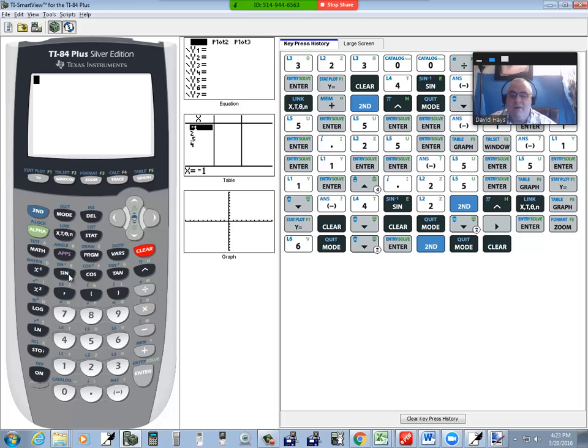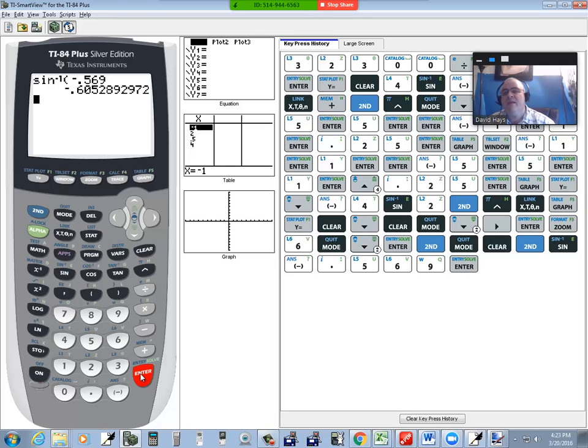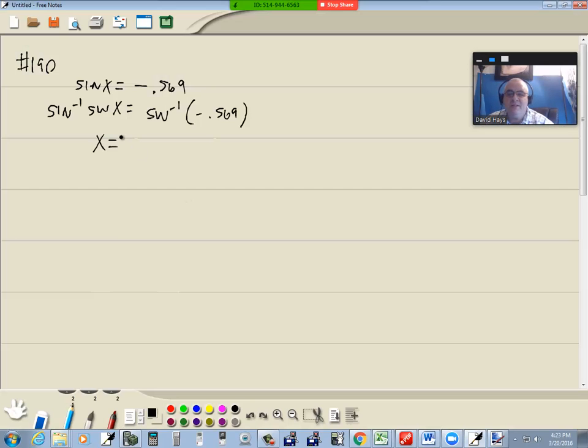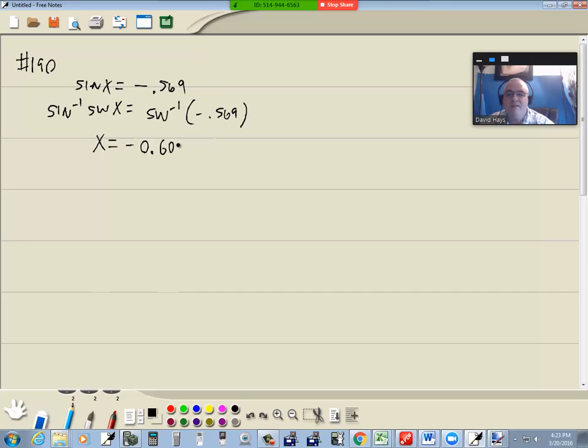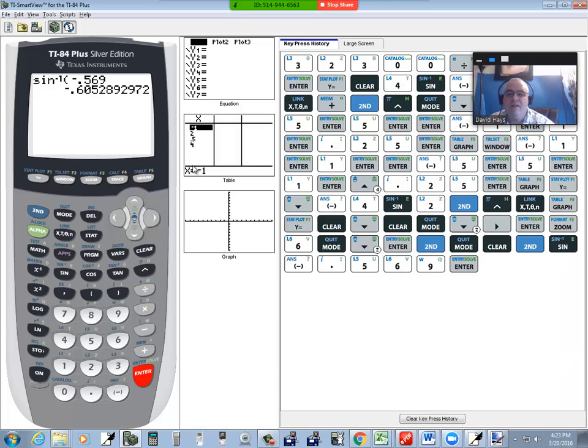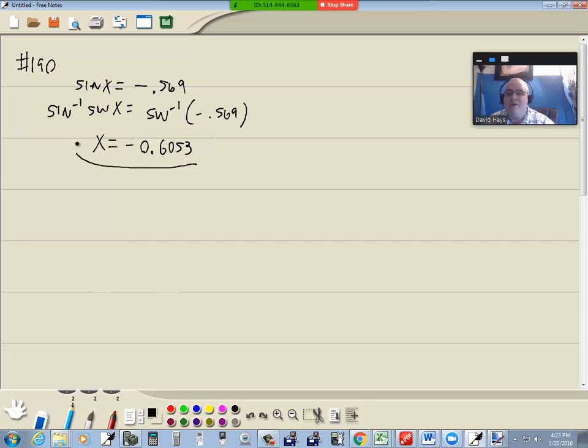Okay, so for our inverse sine, that's above our sine. So we'll do second and then sine and then -0.569. And in 4 decimal places, we'll have -0.6053. And that would be our answer.